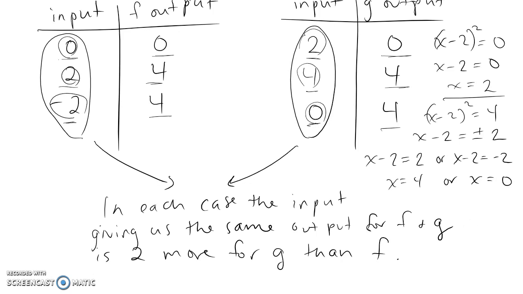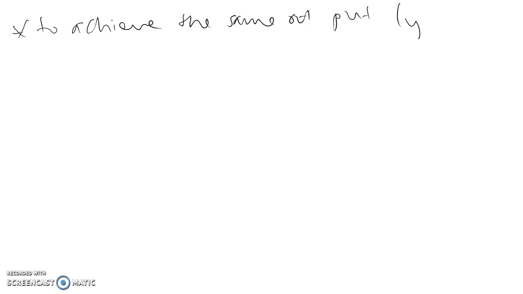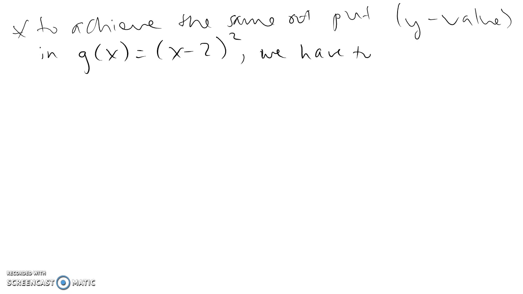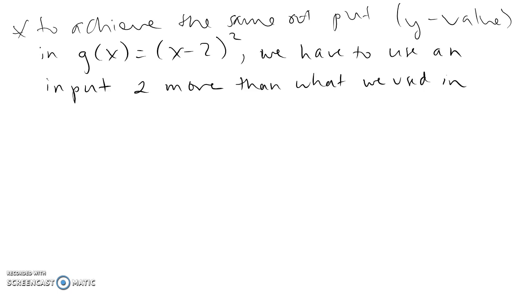So another way to say this is that to achieve the same output, which we know is a y value, in g of x, which is x minus 2 squared, we have to use an input that is 2 more than what we used in f of x equals x squared to get that output.